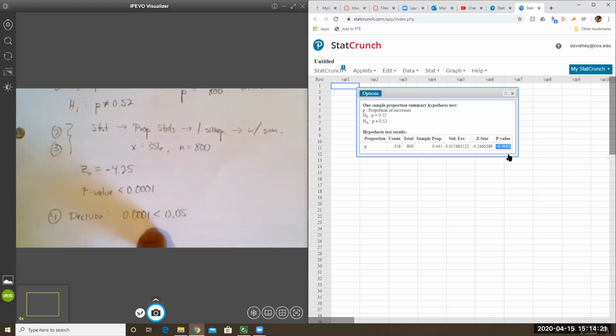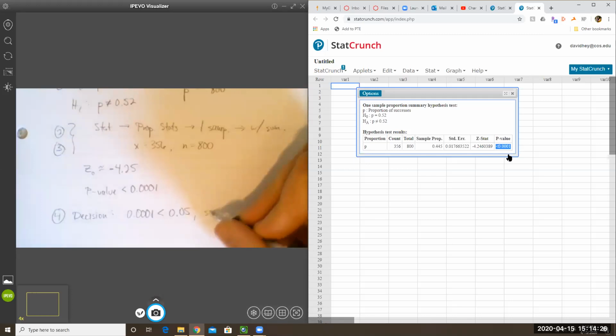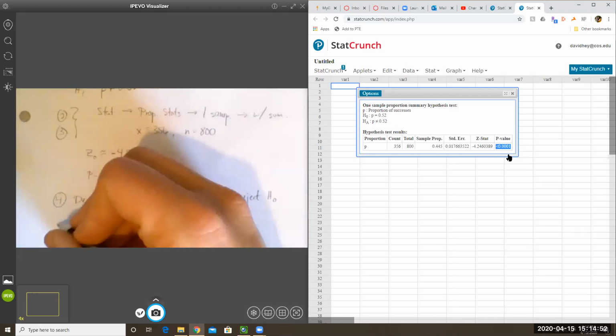It's much smaller. So since our p-value is less than alpha, we reject the null. Again, the decision that you're trying to make is always whether or not to reject the null hypothesis. And the way that you make the decision is you compare your p-value to alpha. If the p-value is less than alpha, you reject the null hypothesis. Okay, so there's our decision.